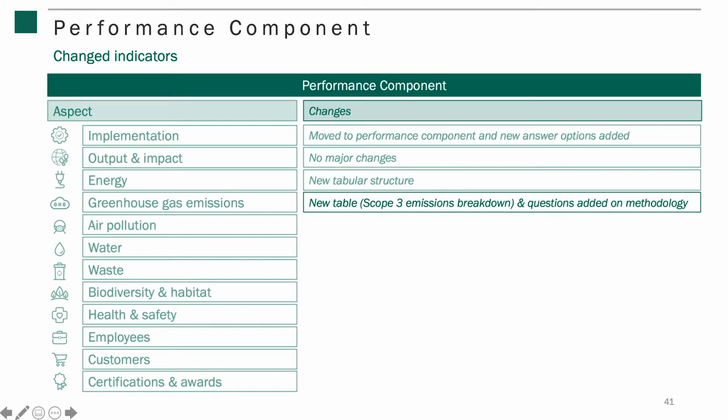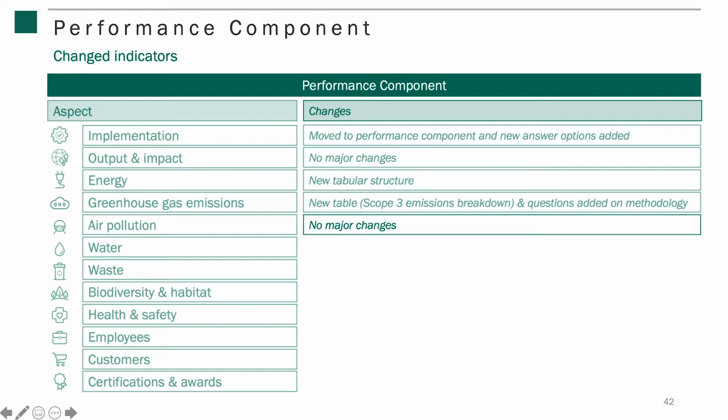Greenhouse gas emissions is the fourth aspect. Some new metrics have been added, as well as a table on Scope 3 emissions. In addition to that, new questions on the methodology behind the reported metrics have been added. These are optional in 2020.